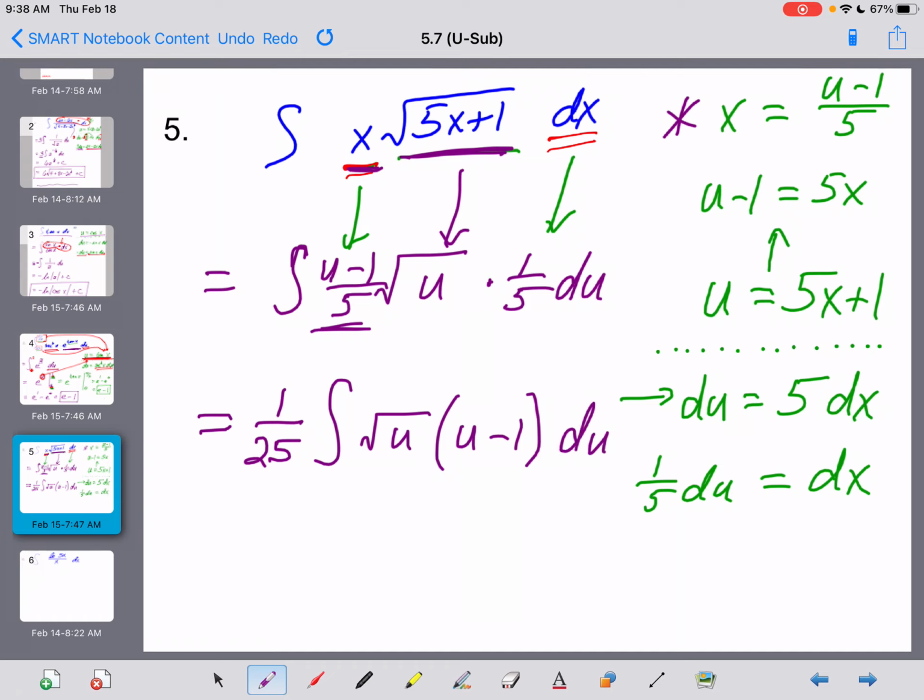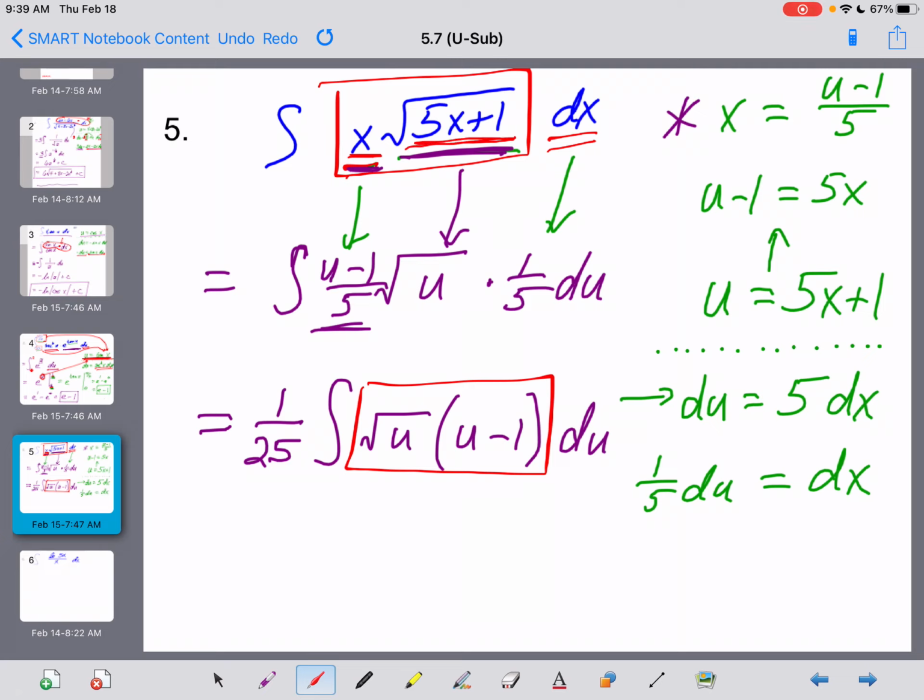At first glance, this still looks like bad news bears. But here's the important thing that we accomplished, everybody. In moving from the original integrand to here, the original integrand was a monomial multiplied by the square root of a binomial. What we've changed it to is the square root of a monomial multiplied by a binomial. That doesn't seem like a big deal, but it's huge. Why? Because we can now distribute that square root of the monomial into the binomial. Let me show you what that looks like.